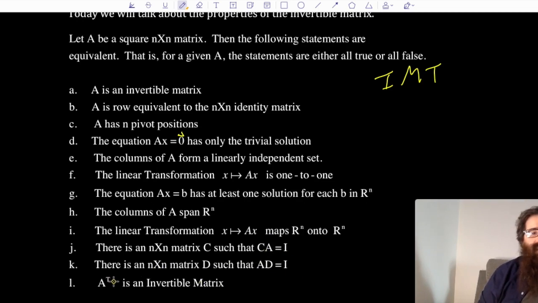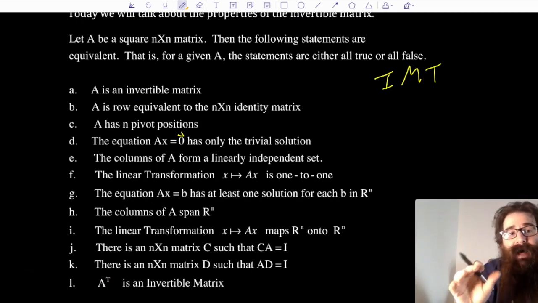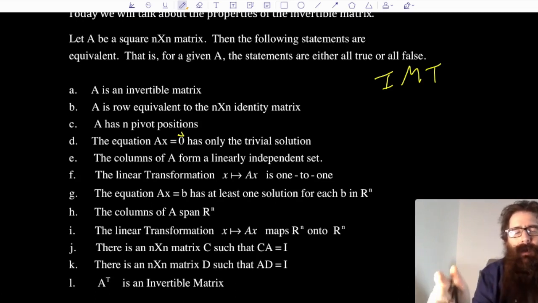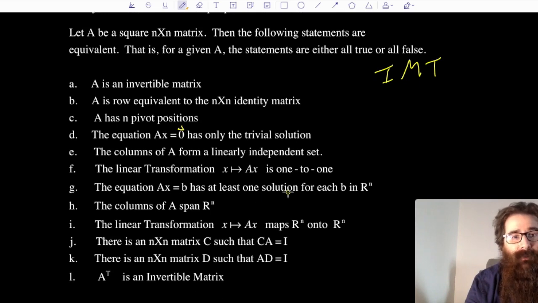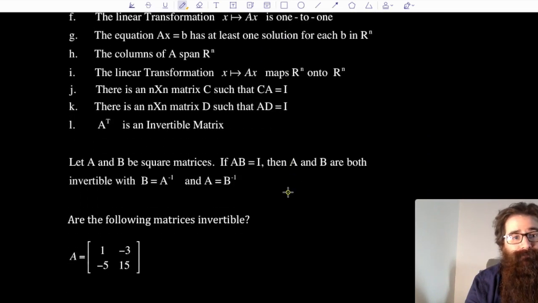And that A transpose, the transpose of matrix A, is also invertible. So interesting to think that if A is an invertible matrix, its transpose is also invertible. Now, there's a lot of different statements here on this list. The truth is that we're actually not done. There's more of these that we're going to build onto this later on. So keep these in mind, but we're going to end up adding more to this invertible matrix theorem. There's more stuff to talk about.